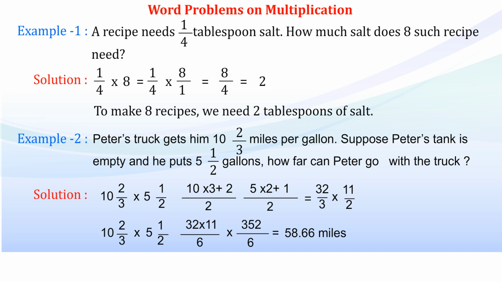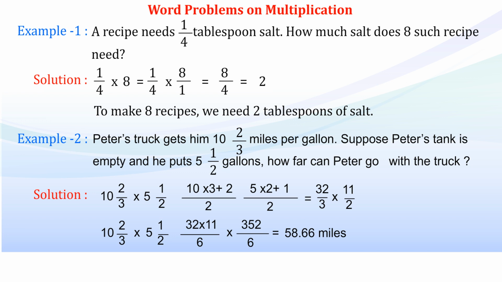Word problems on multiplication. Example 1. A recipe needs 1 by 4th tablespoon salt. How much salt does 8 such recipes need? Solution. 1 by 4 into 8 equals to 1 by 4 into 8 by 1 equals to 8 by 4 equals to 2. To make 8 recipes, we need 2 tablespoons of salt.